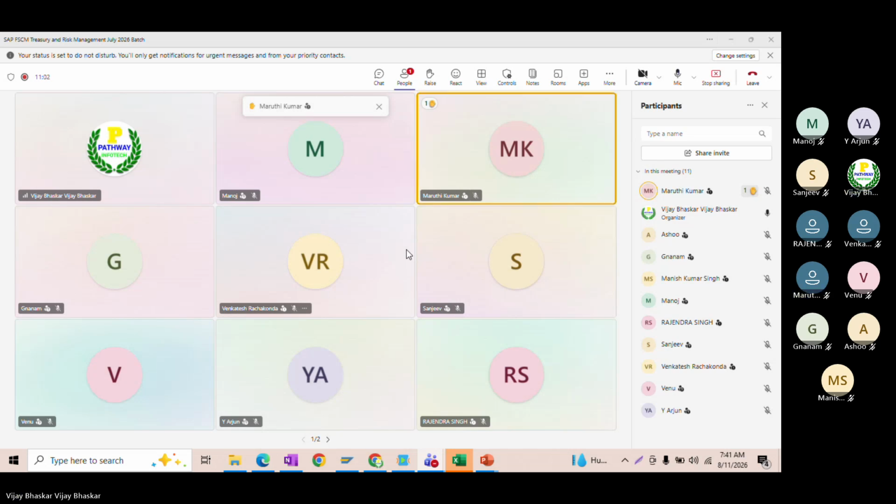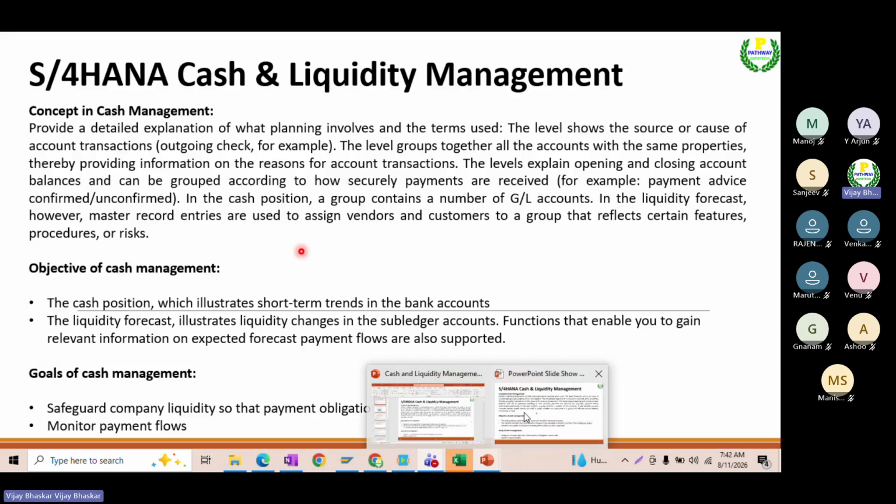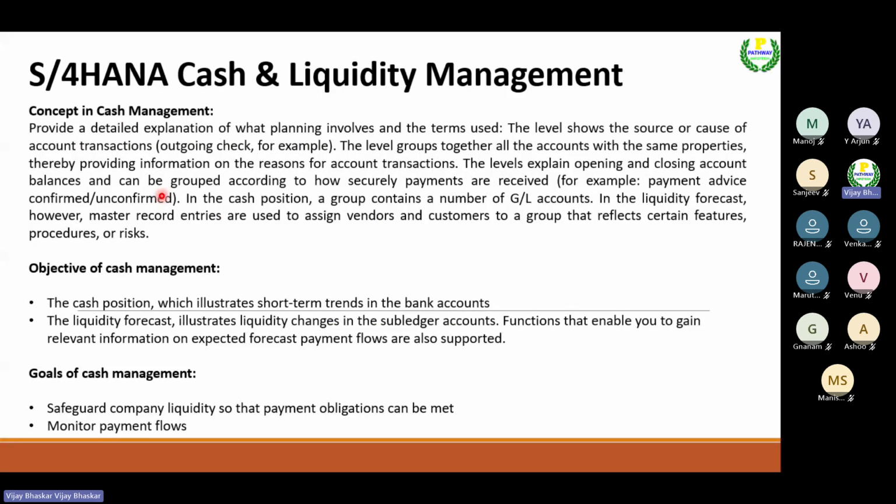Now, until yesterday, we have successfully processed the prerequisites which were expected before starting cash and liquidity management. We have successfully completed those required configuration steps. Yesterday, we just started the overview of cash management and why cash management is required. We have already seen that. We have gone through the first slide of this PPT.